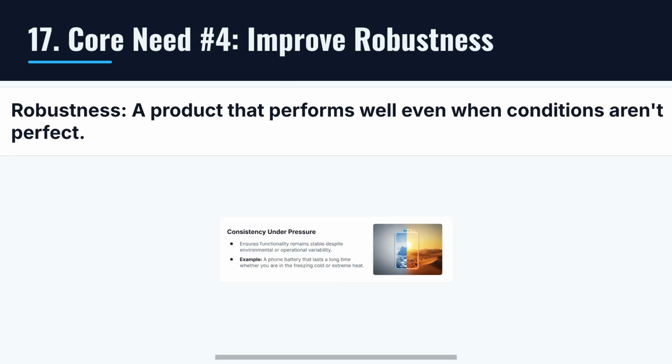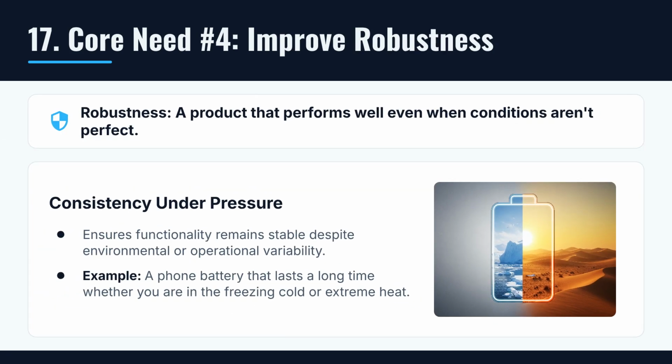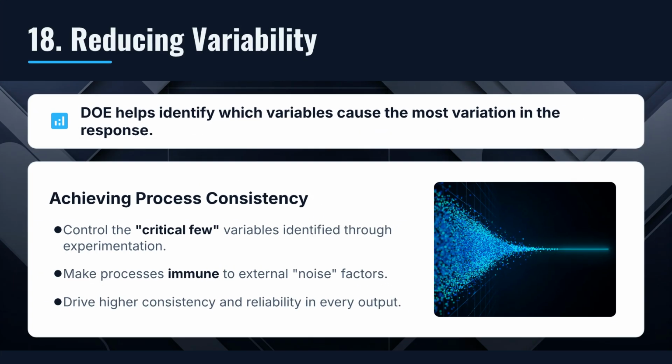Core need number 4 is to improve robustness. Robustness means a product performs well even when conditions aren't perfect. This ensures consistency under pressure, such as a phone battery lasting long in both freezing cold and extreme heat. DOE helps reduce variability by identifying which variables cause the most variation in the response. This allows us to control the critical few variables and make processes immune to external noise factors, driving higher consistency and reliability in every output.